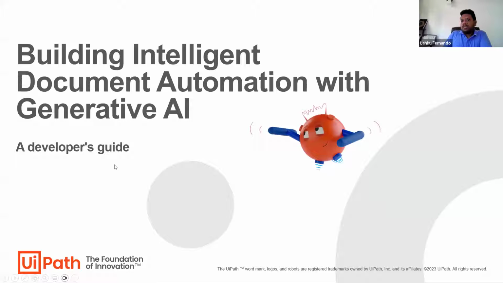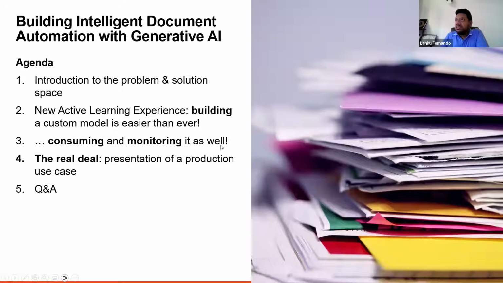Okay, so today's session is about building intelligent document automations with generative AI. This also covers a bit on active learning. To get started, let's see what our use case is about. We will talk about the introduction to the problem and the solution space, and give you an intro about how active learning works. We also have a couple of use cases that will show you how to build a solution and tell how this has been done in one of the real use cases.